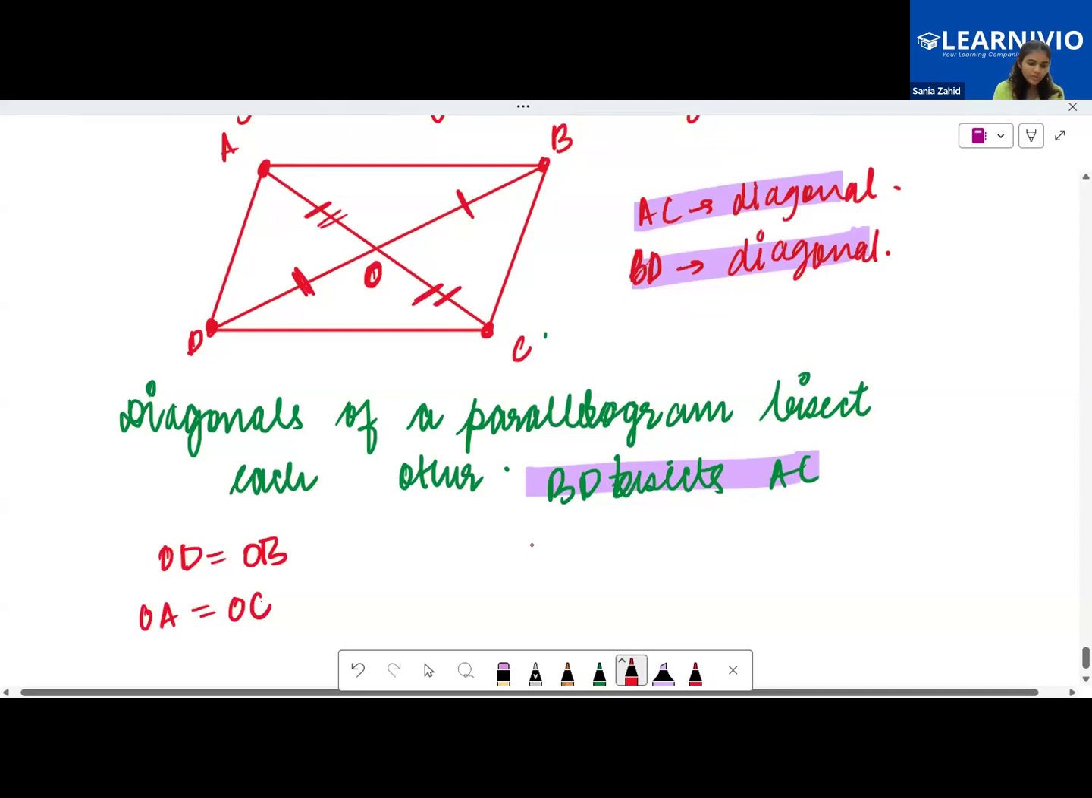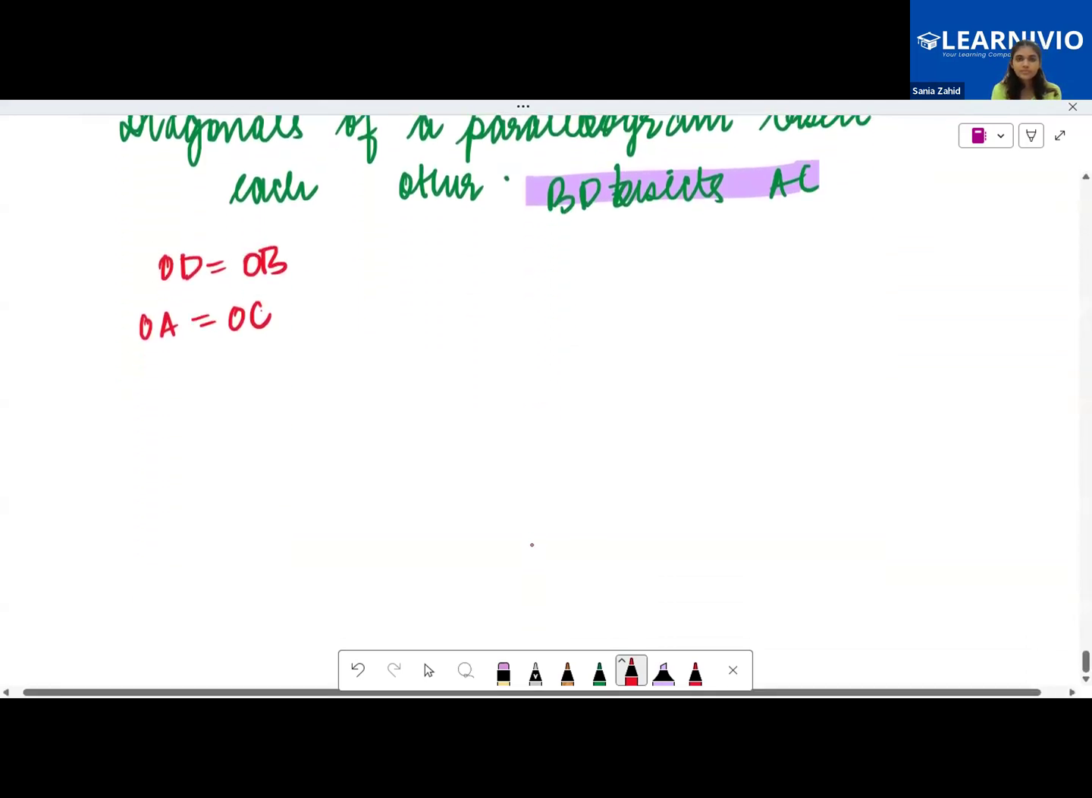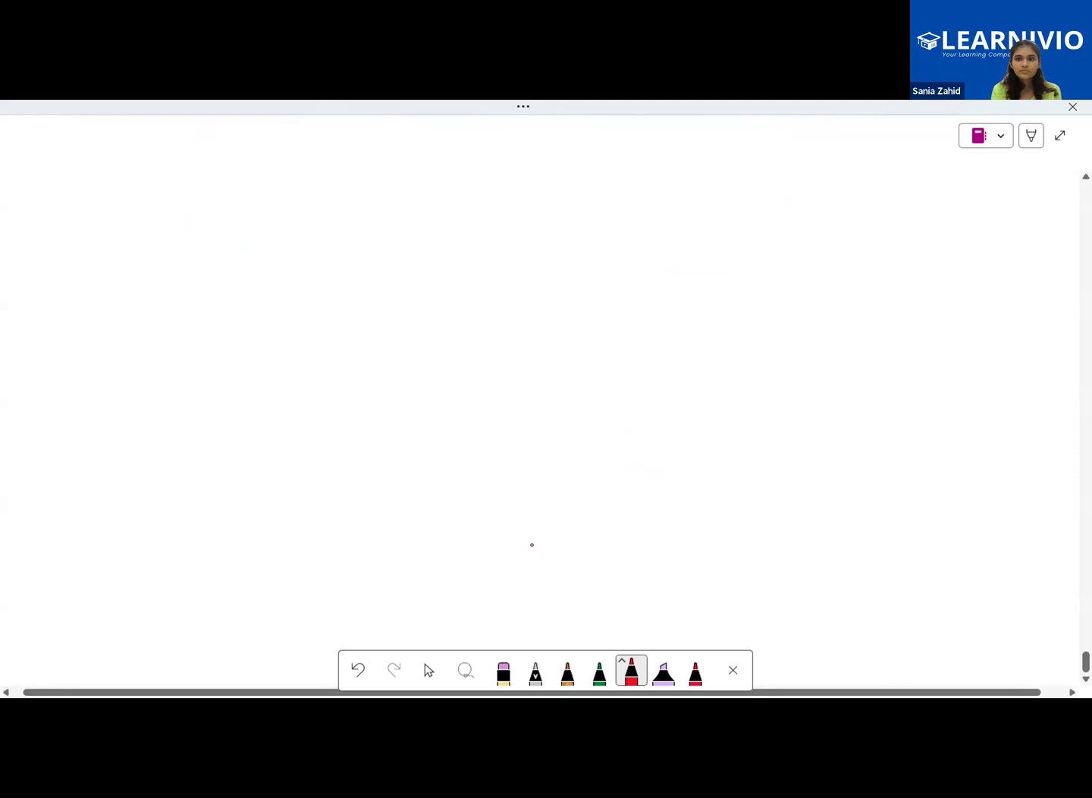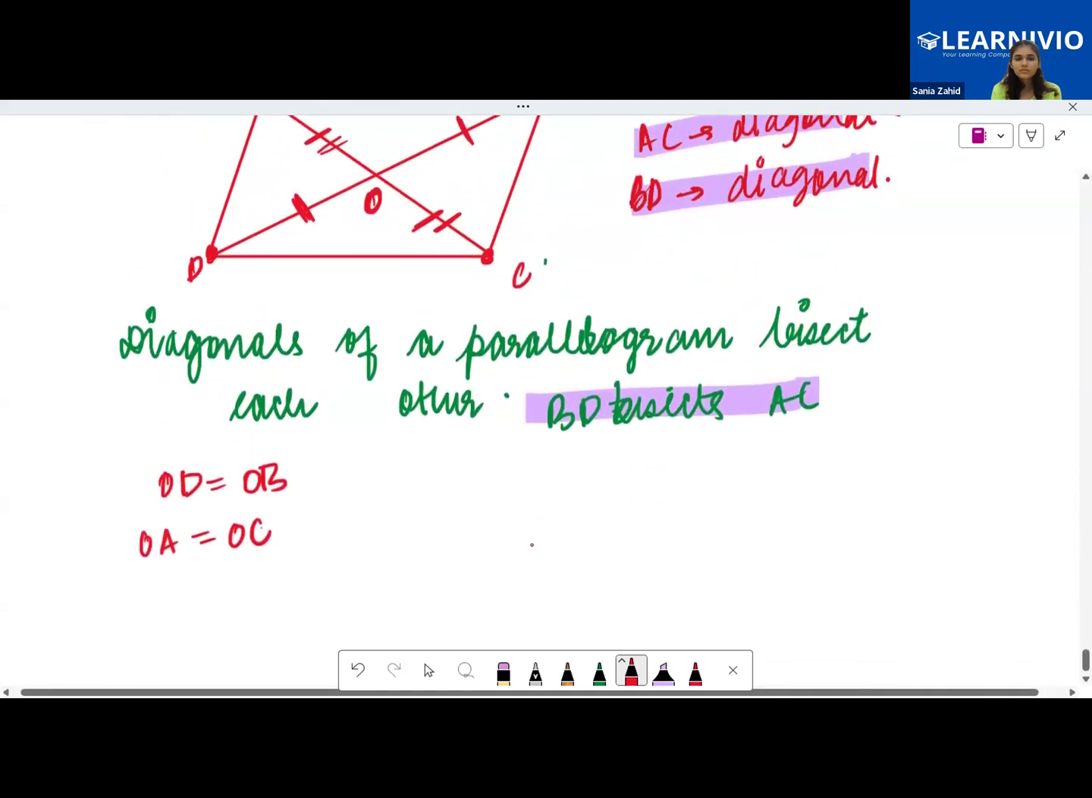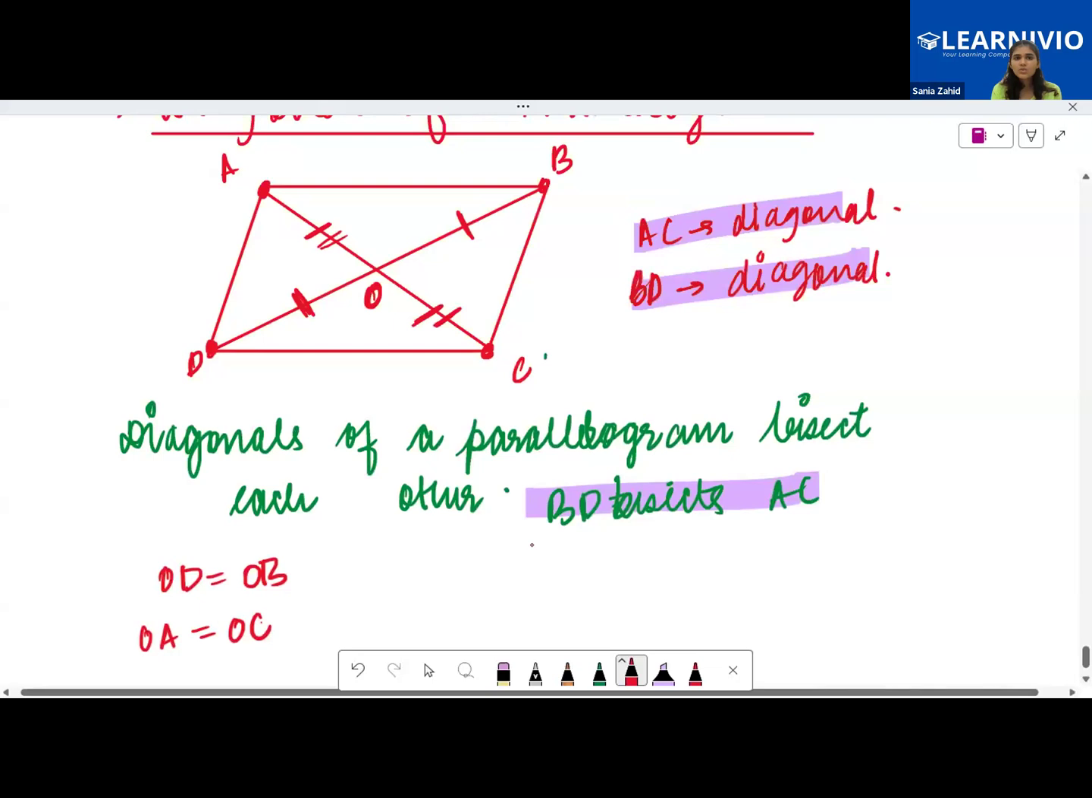I'll give you one more example. Is angle AOB equal to angle COD? Angle AOB, is it equal to angle DOC? Yes, it is obviously equal. These are vertically opposite angles.